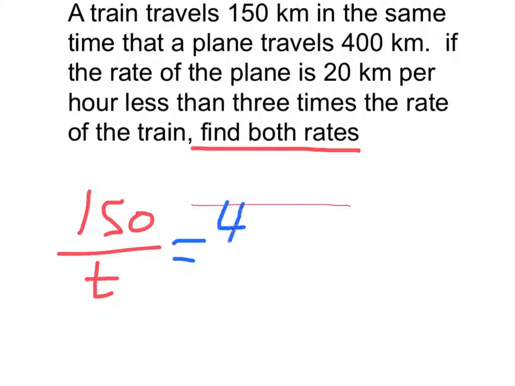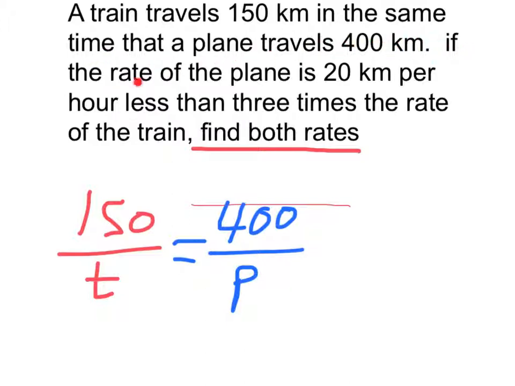Same thing for the plane. If it's going 400 kilometers, if we divide it by the rate of the plane, that will give us the time. And we're told that these two times are equal. It takes the same time to go 150 kilometers as it does to go 400 kilometers.